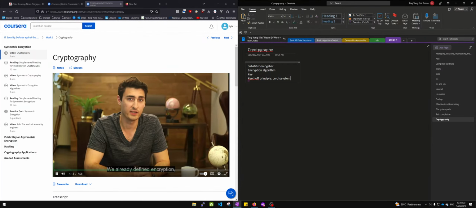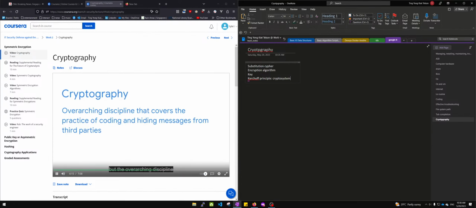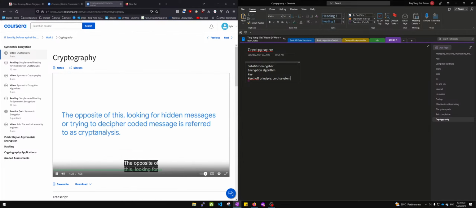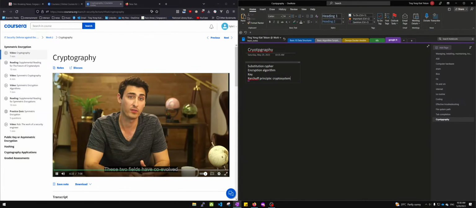We already defined encryption, but the overarching discipline that covers the practice of coding and hiding messages from third parties is called cryptography. The study of this practice is referred to as cryptology. The opposite of this, looking for hidden messages or trying to decipher coded messages, is referred to as cryptanalysis. These two fields have co-evolved throughout history, with new ciphers and crypto systems being developed as previous ones were broken or found to be vulnerable.